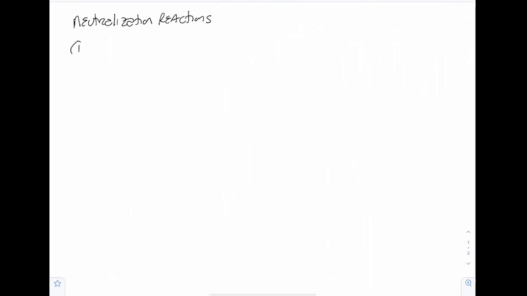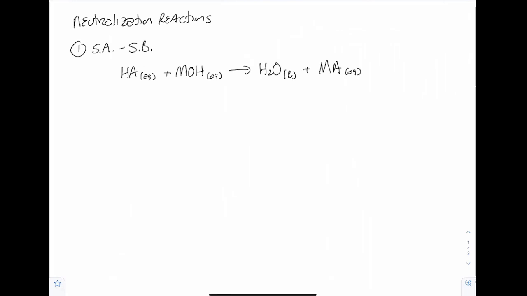So our first one was if we had a strong acid. I'm just going to use SA for strong acid, and then a strong base, so SB. So strong acid, strong base neutralization reaction. I'm just going to use HA as our generic acid. I'm going to use MOH as a generic base, M standing for some sort of metal. I am going to get water plus my salt, so the cation from my base and then the anion from my acid, and then generally that salt is soluble in aqueous solution.